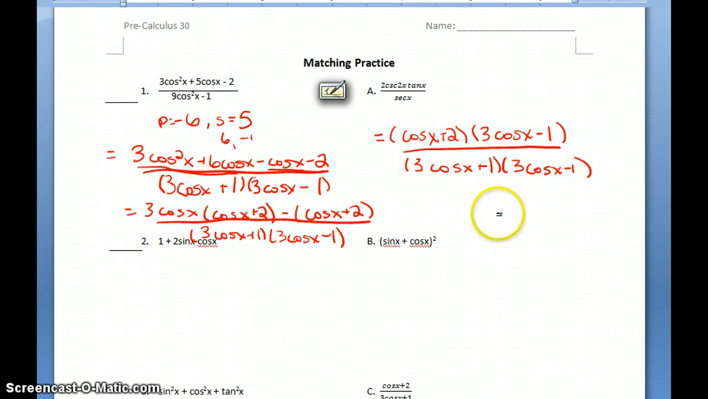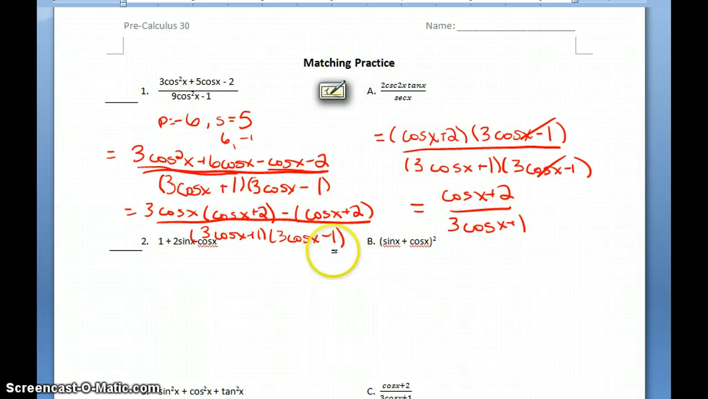Okay, from here, we're totally simplified, so let's start canceling some things out because we have some common factors there. So here we have 3 cos x minus 1 in the top and the bottom, so those will cancel out. What we're left with there is cos of x plus 2, divided by 3 cos of x plus 1.